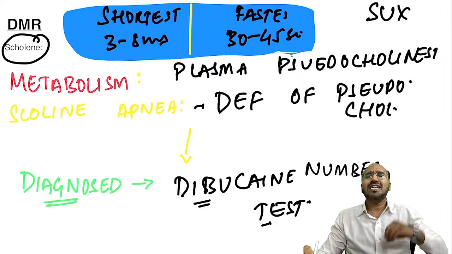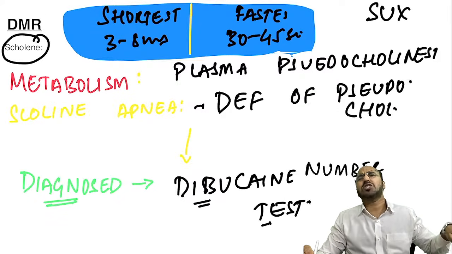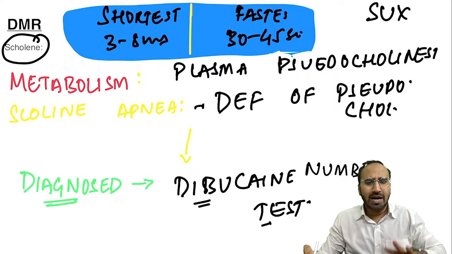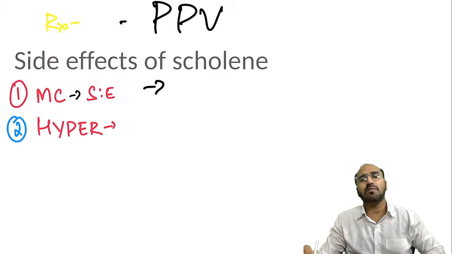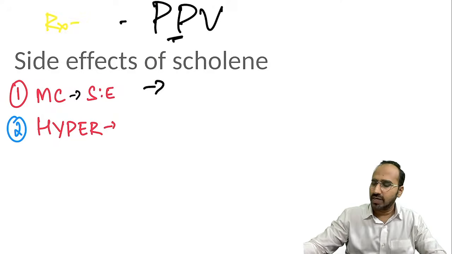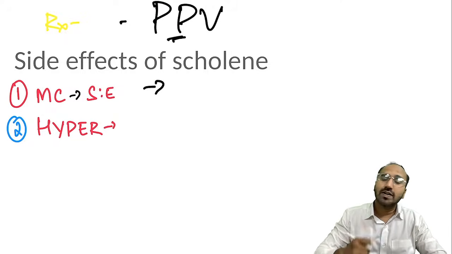Imagine you have given scoline to the patient. Patient is apneic, he's not breathing. What will you do? The management is very simple. You just have to give him positive pressure ventilation.